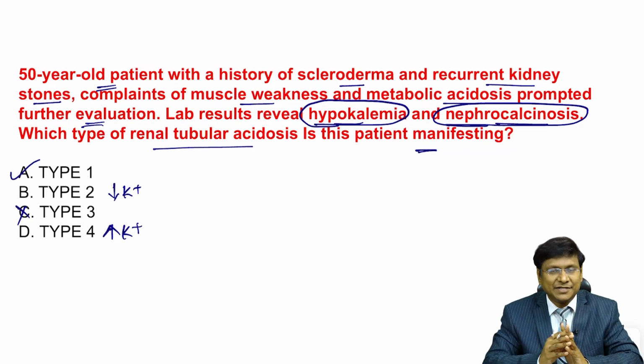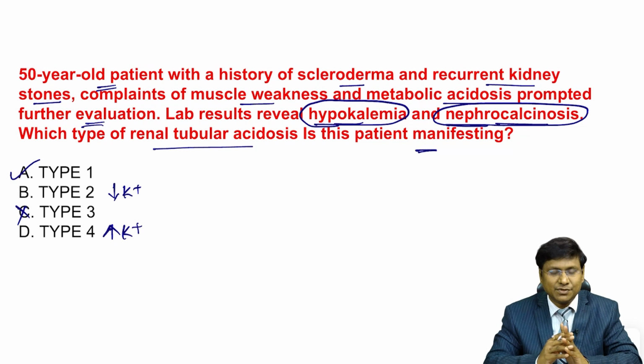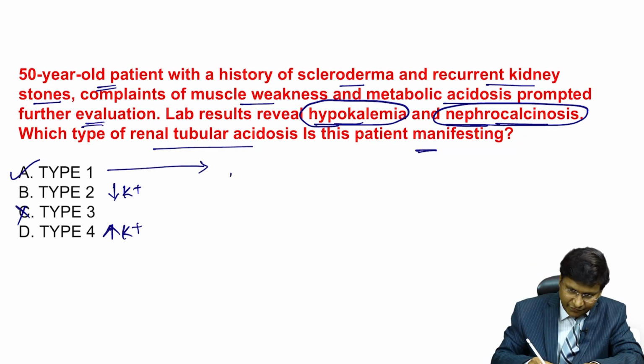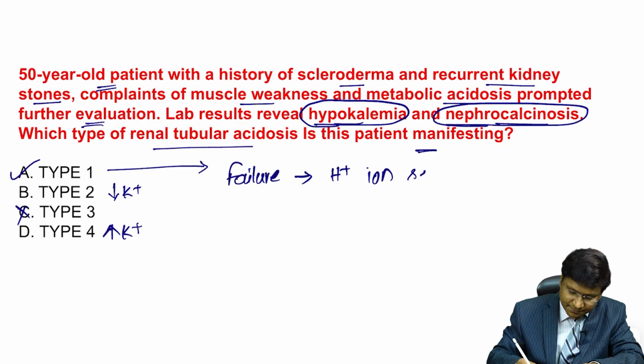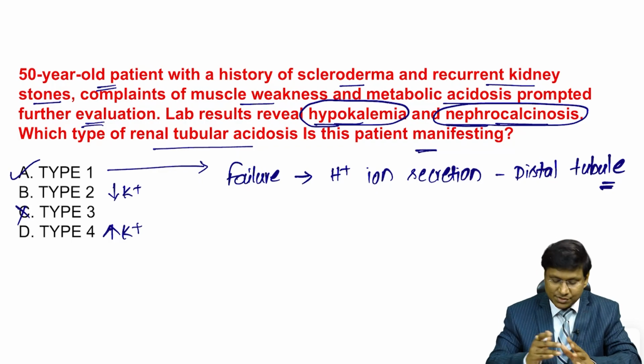And what exactly is the pathology in type 1 renal tubular acidosis? The pathology is at the level of the distal tubules, where there will be failure of H plus ion secretion in the distal tubule. That is what your type 1 renal tubular acidosis is, okay?